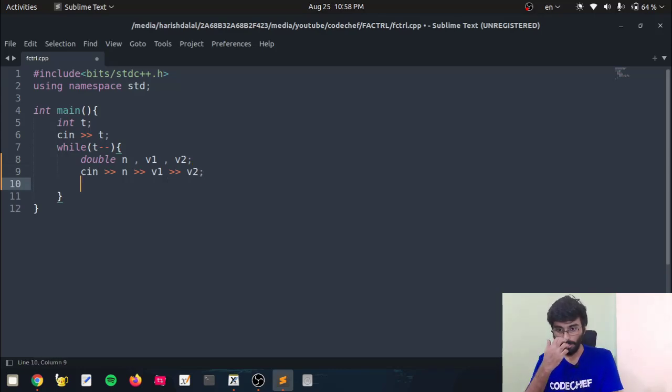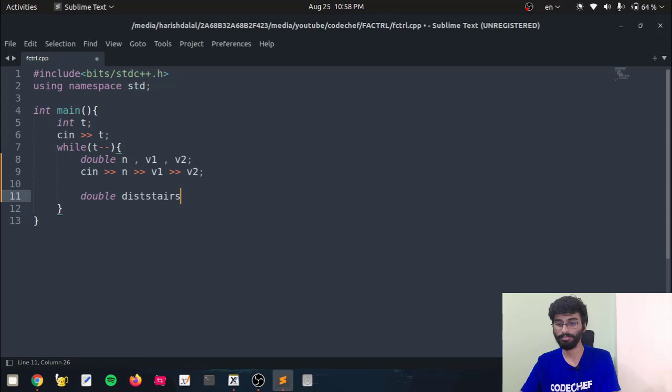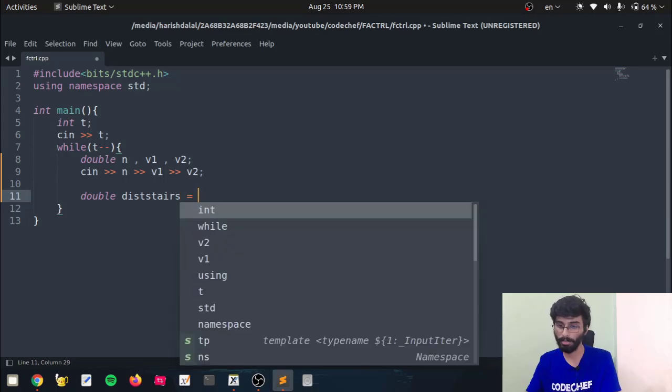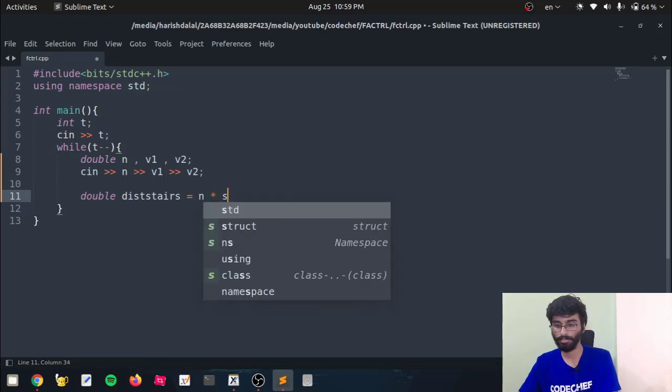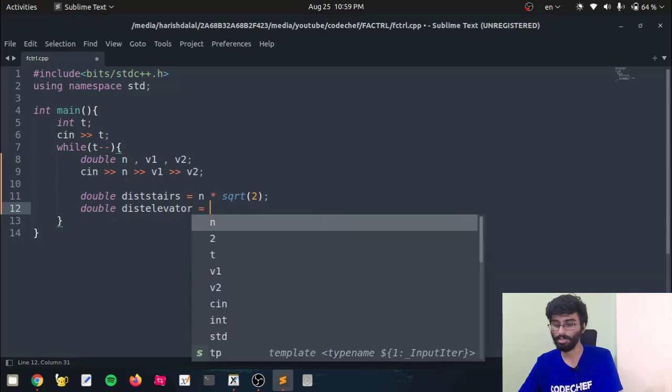Now calculating the distance that we need to travel through stairs, which will be root 2 times n. For using the square root function, make sure to include either the bits/stdc++ library, or if you are using the iostream library, you can use the math library as well with that. Now calculating the distance for elevators, which is 2 times n.